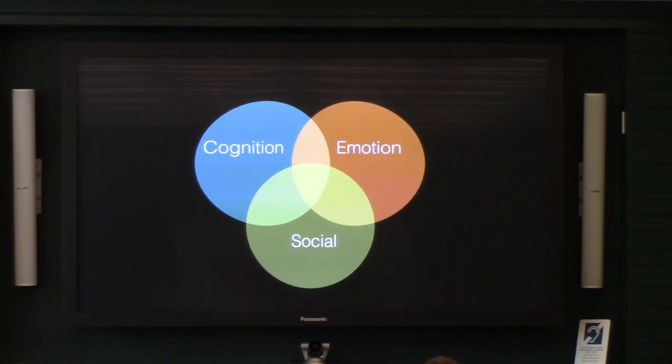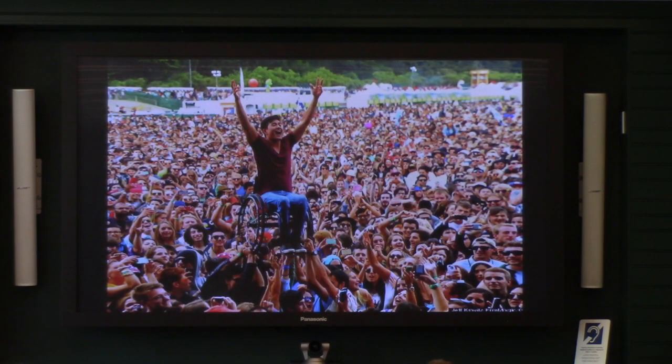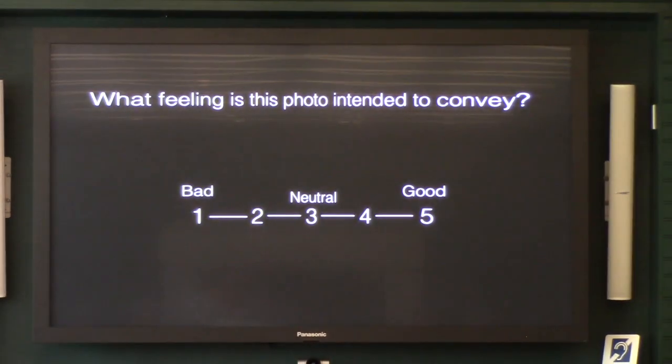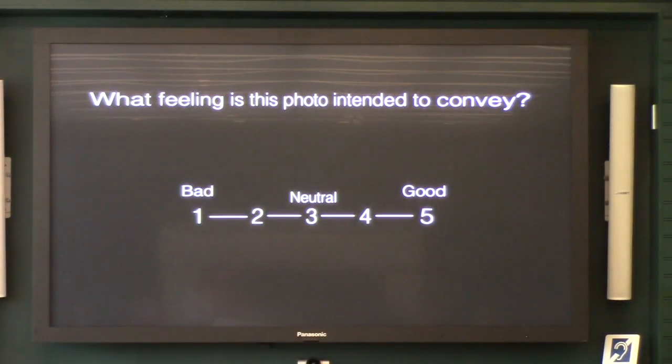But today I'm really just going to focus on essentially one study that we're working on to try to understand emotion. 90% of all research on emotion in the brain, if not 99%, is basically this: you look at a picture, and they're asking, what feeling is this photo intended to convey?